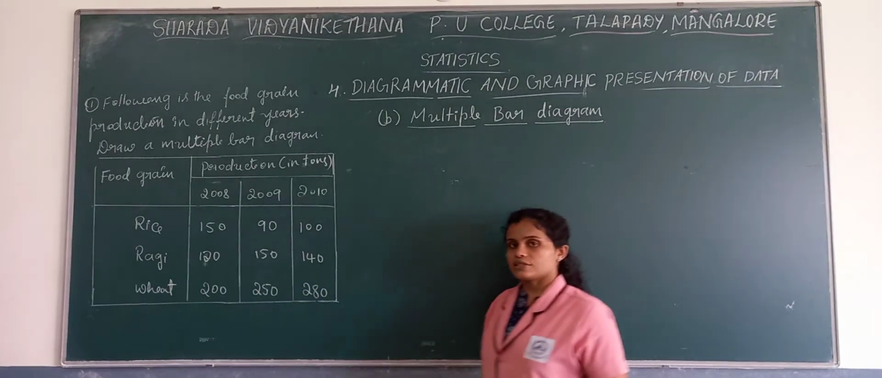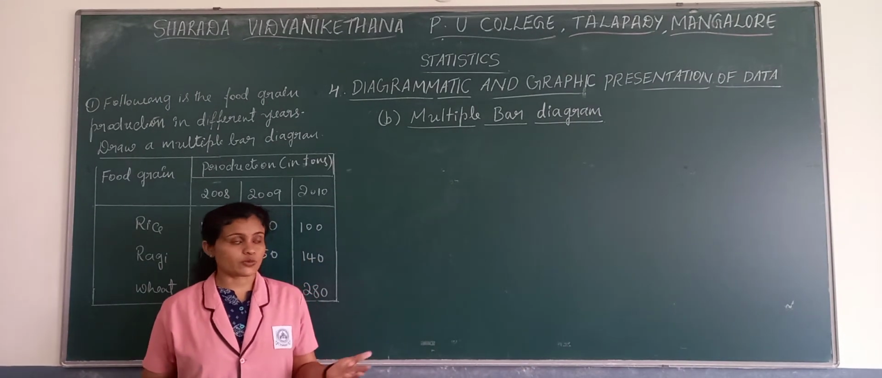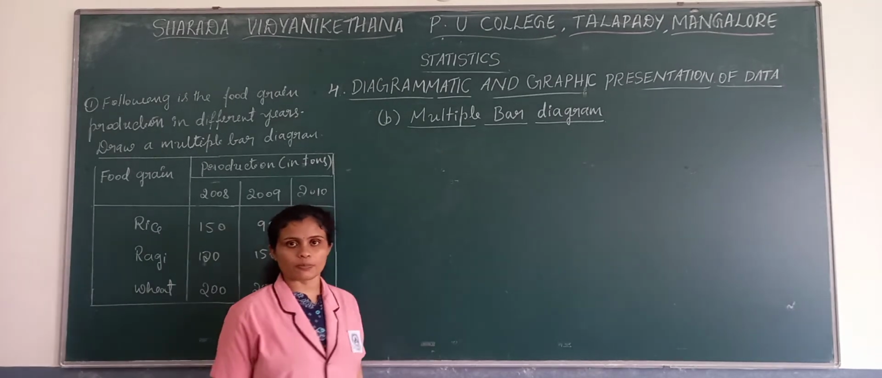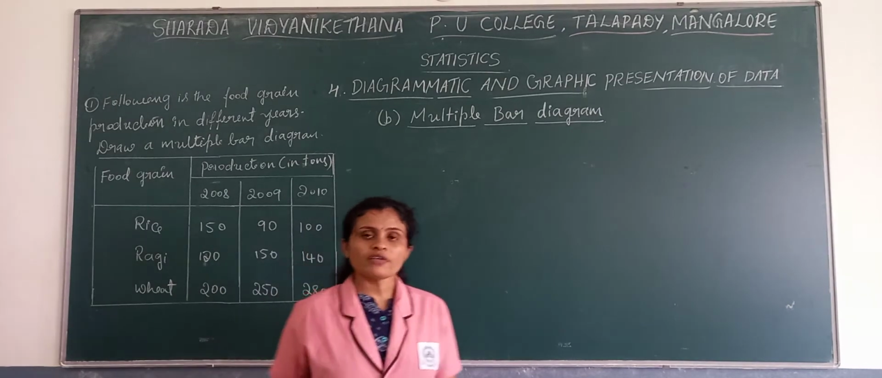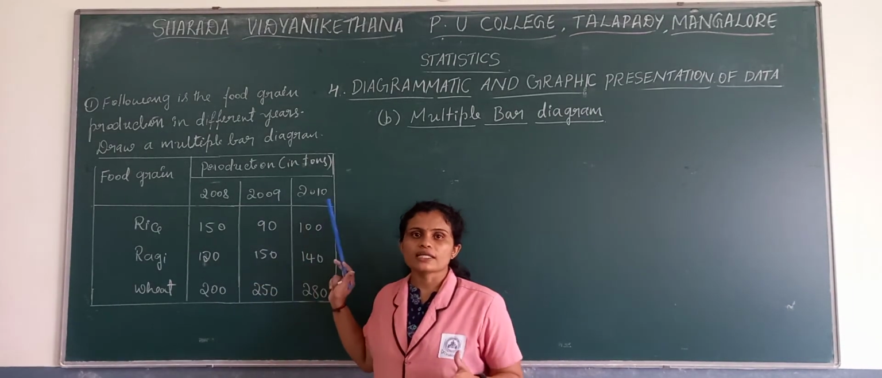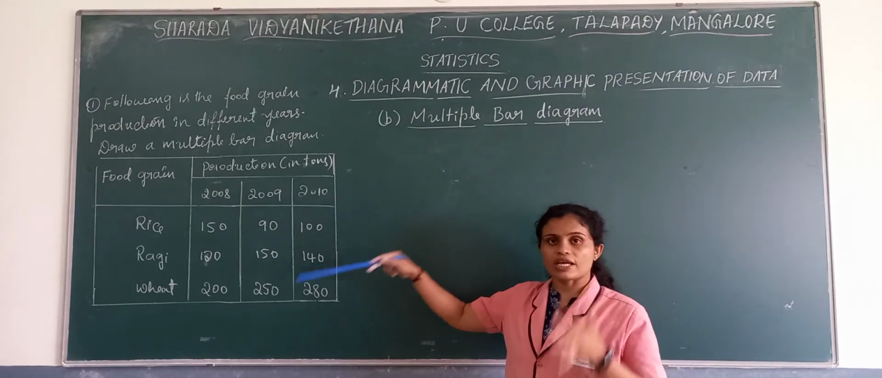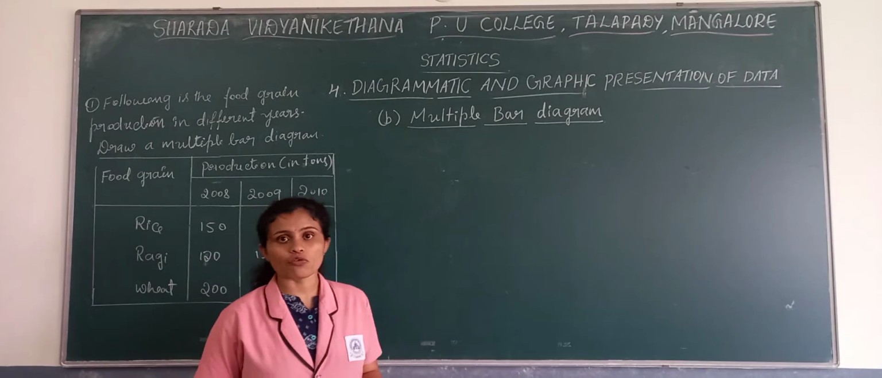In yesterday's session, we discussed what the different kinds of diagrams are. We started with the fourth chapter, that is diagrammatic and graphic representation of data. Then we have seen why we present the data in the form of diagrams and graphs, and what are some of the rules they have given. Then we have seen which are the types of diagrams.